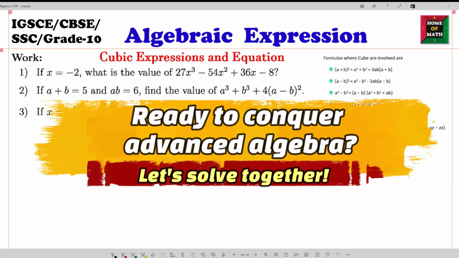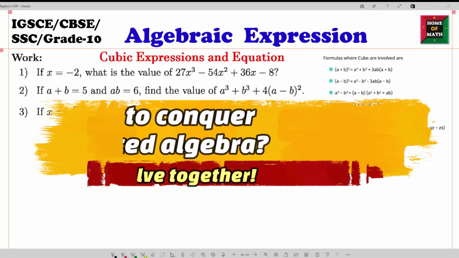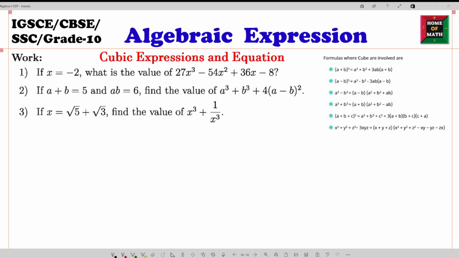Ready to conquer advanced algebra? Let's solve together. By using cubic expressions, we are going to solve these three problems now.